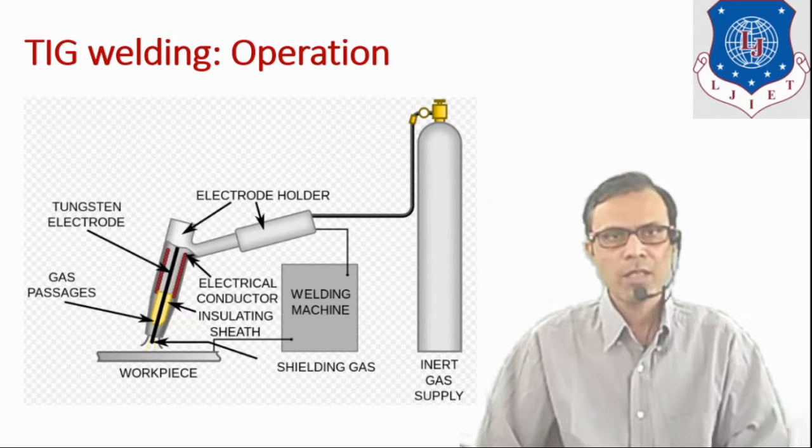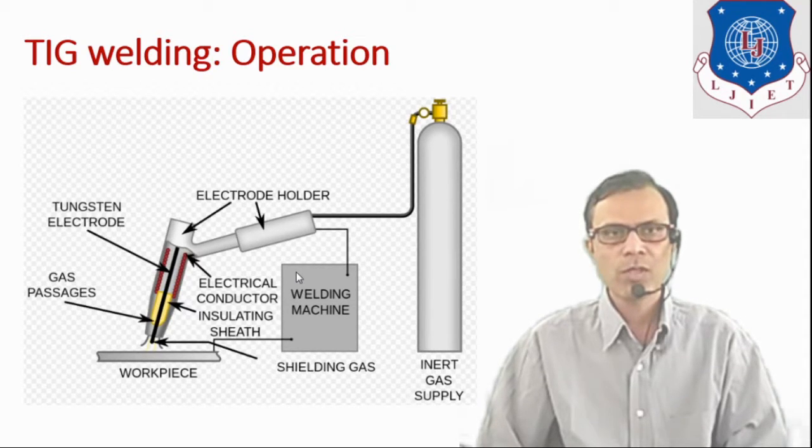Now let's see the setup and operation of TIG welding. In this diagram you can see the argon gas cylinder. Here is the electrode holder. A cut sectional view of this electrode holder is shown so that we can see what it consists of inside. The tungsten electrode is shown by this black color, and surrounding this electrode, helium or argon gas is passing. The gas passage is shown by this yellow color.